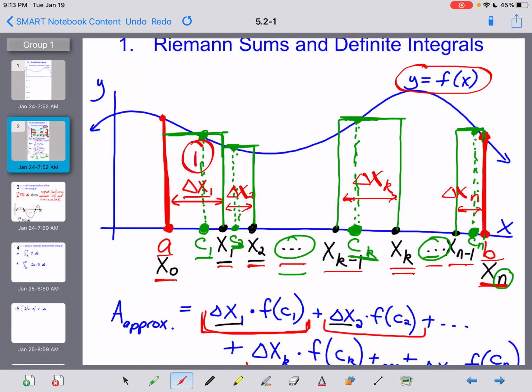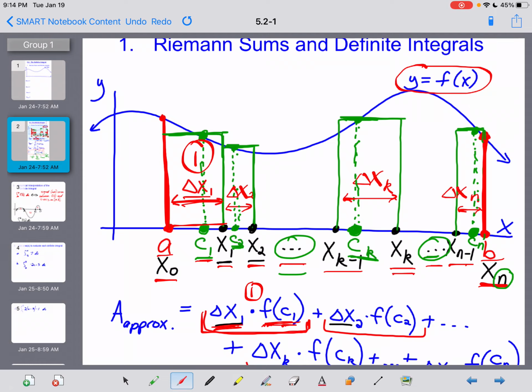Take a look, guys. The area of every rectangle is its base times its height. So for the first rectangle, the base right here, well, that's delta x sub 1 above it. So there's your base. And the height of that rectangle comes from evaluating this function at this random x value here, C1. So C1 is the x value. F of C1 is the y value that happens at that spot. So we are multiplying our base times our height, and delta x1 times f of C1 is the area of rectangle number 1. We move on then.